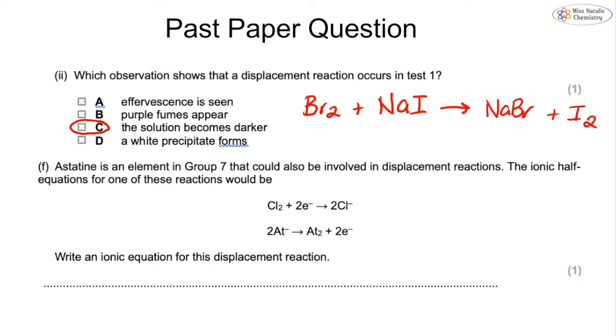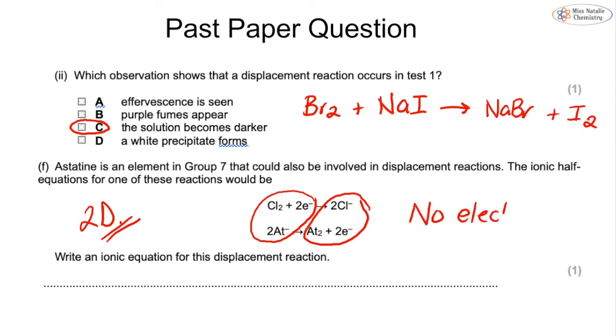And lastly, astatine is an element in group 7 that could also be involved in displacement reactions, and it gives us the ionic half equations, and we want to write an ionic equation. Now, we will revisit a question like this in topic 2D, but we can actually still answer this question even now. What we need to do to write this equation is combine everything on the left-hand side and everything on the right-hand side of the arrows. And there should be no electrons. We always remove the electrons here.